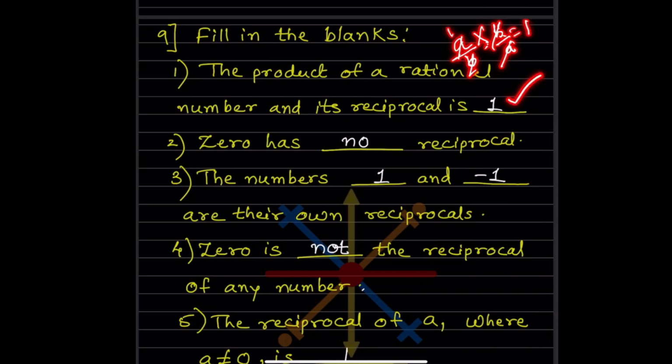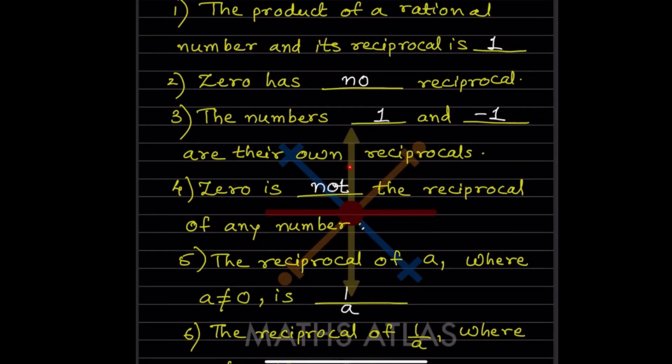So the product is 1. Then 0 has no reciprocal, because if you take 0 and take the reciprocal, 1 by 0, that doesn't make any sense. So 0 has no reciprocal. The numbers dash and dash are their own reciprocals. So 1 and minus 1 are their own reciprocals. So 0 is not a reciprocal of any number.